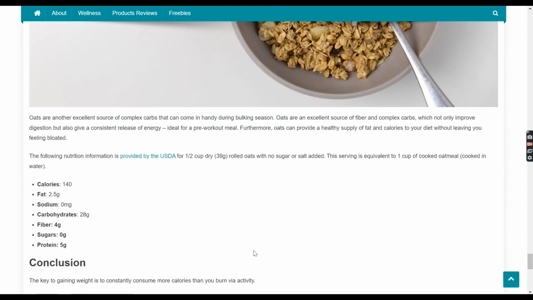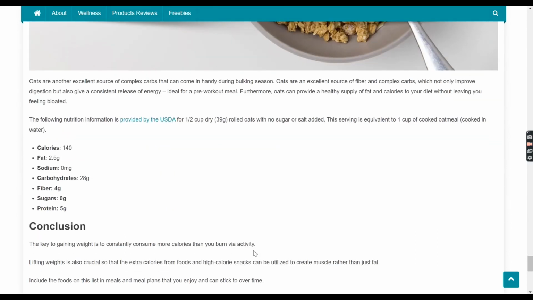Oats are another excellent source of complex carbs that can come in handy during bulking season. Oats are an excellent source of fiber and complex carbs, which not only improve digestion, but also give a consistent release of energy, ideal for a pre-workout meal. Furthermore, oats can provide a healthy supply of fat and calories to your diet without leaving you feeling bloated.